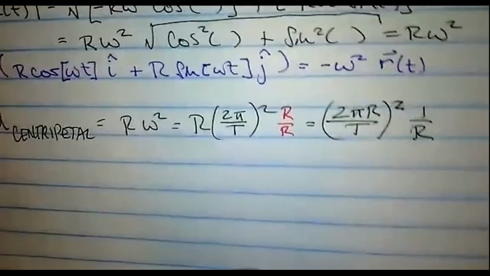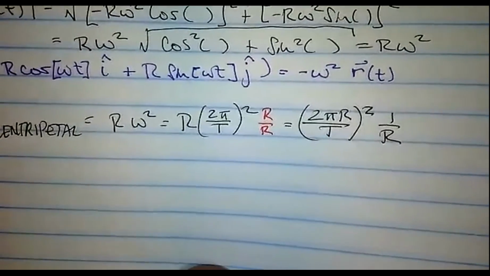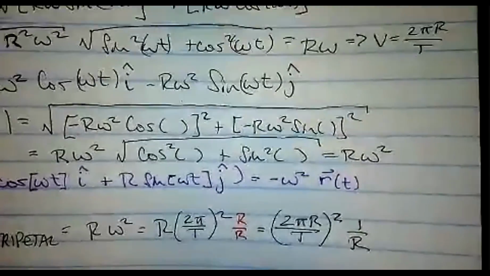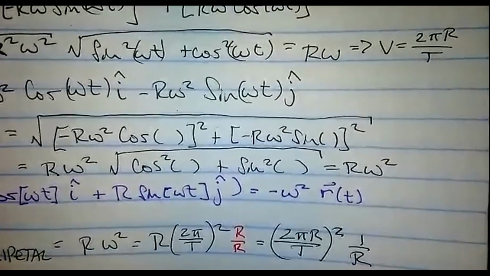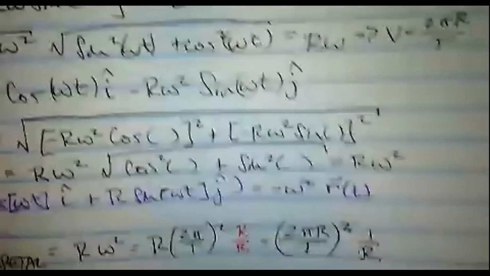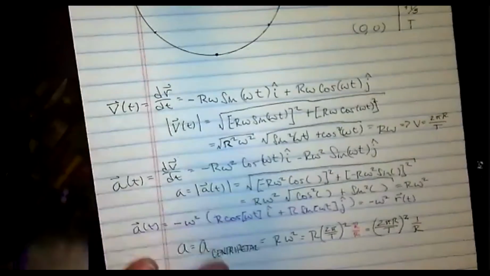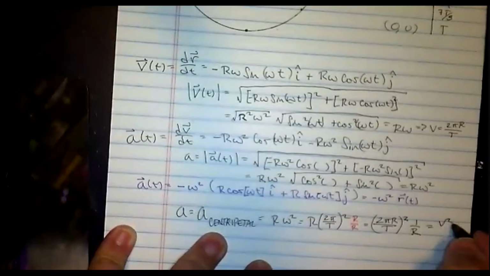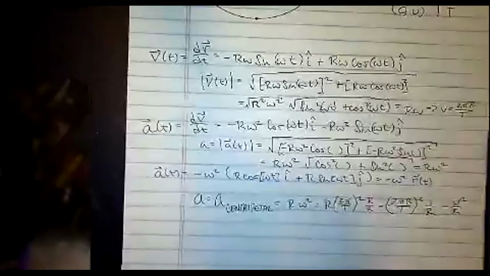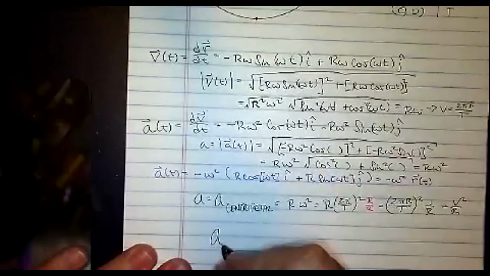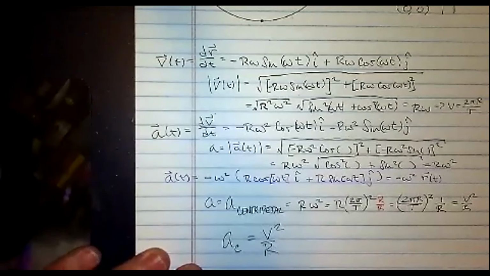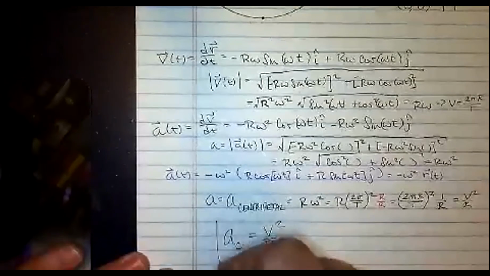Does anybody recall what 2 pi r over T was? Anyone now? The velocity. Yes. So in fact, what we found is the centripetal acceleration is v squared over r. Again, focusing on that, we have a new expression: a sub c is equal to v squared over r, and that is the formula.